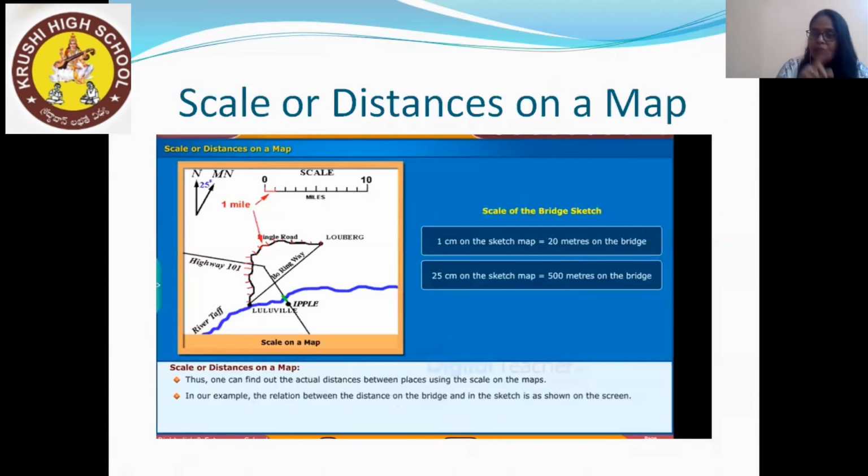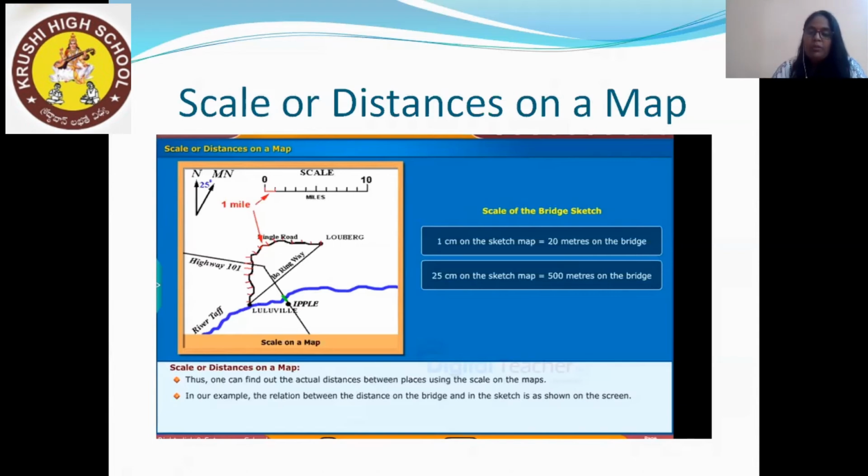So here they will prepare a scale to understand in a better way, because we don't expect that they will draw 500 meters and maintain that distance between each lamp on a map. It's highly impossible. So to make it simpler, they will take the help of a scale. Thus one can find out the actual distance between places by using the scale on the map.